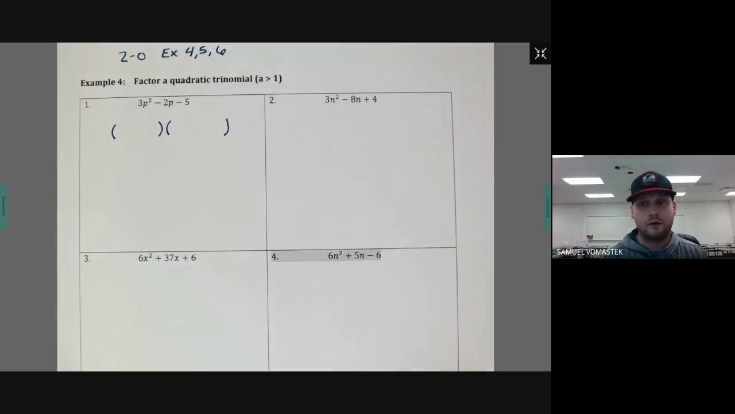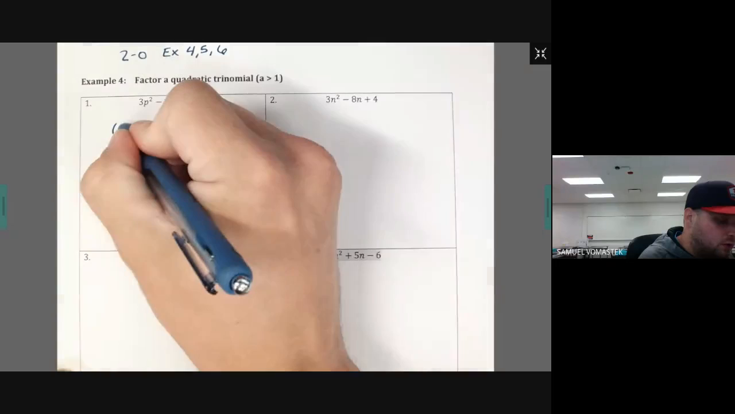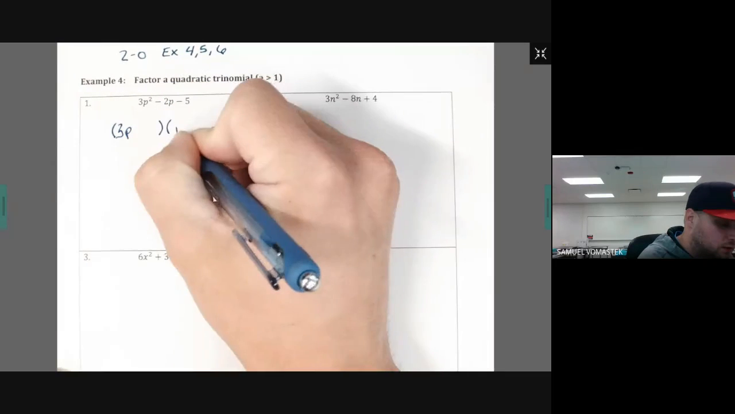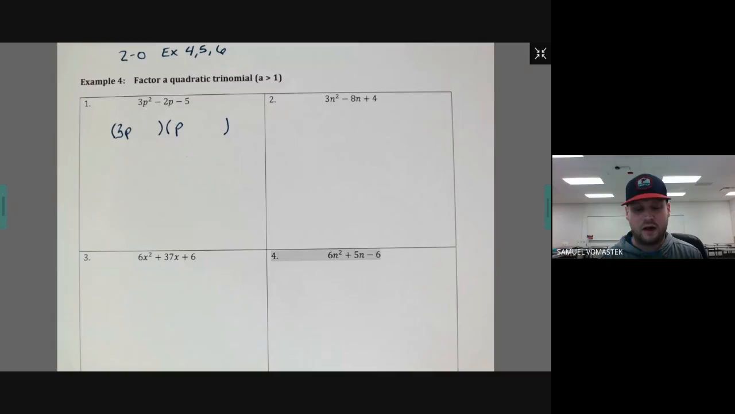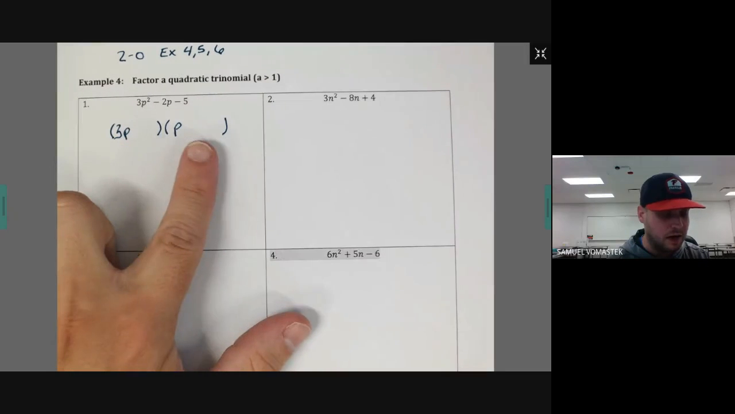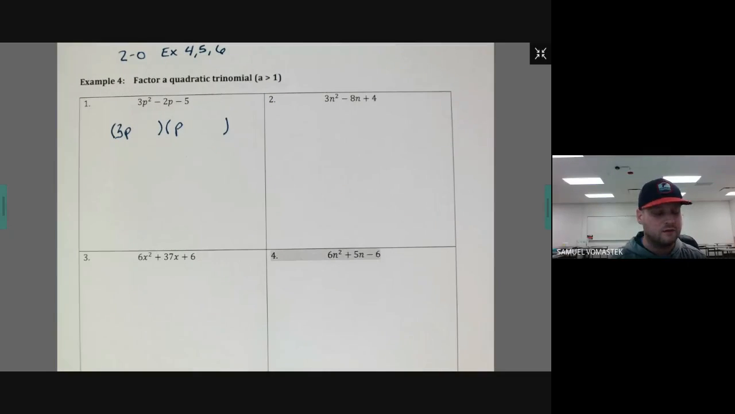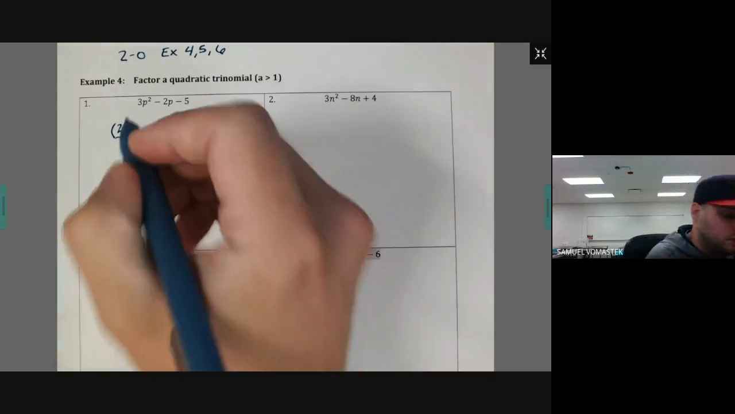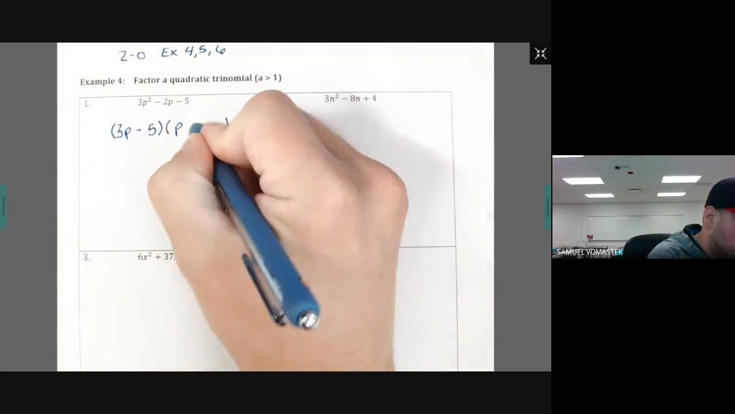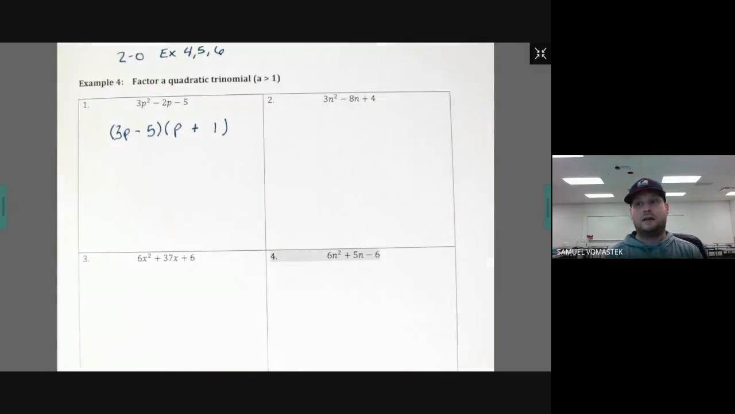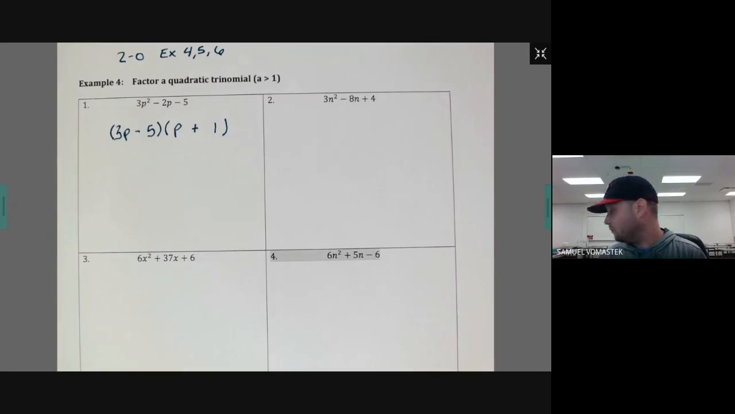Okay, for FOILing, we know our first terms have to multiply together to give us 3p squared. So the only way that would work out would be if I have 3p and p. From here, we have to find our second terms. So to multiply to get -5, I need one of my parentheses to be negative, the other to be positive. The only way we can get to 5 would be with factors of 5 and 1. Okay, so from here, I'm going to guess and check. I'm going to go ahead and try putting in a -5 right here in my first parenthesis and a +1 in the second.